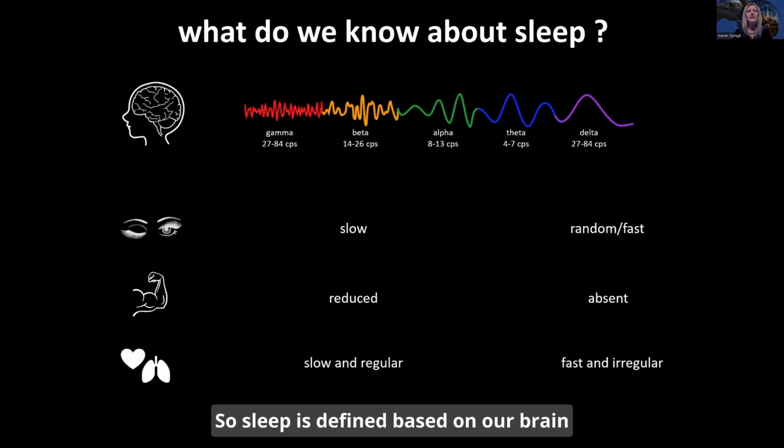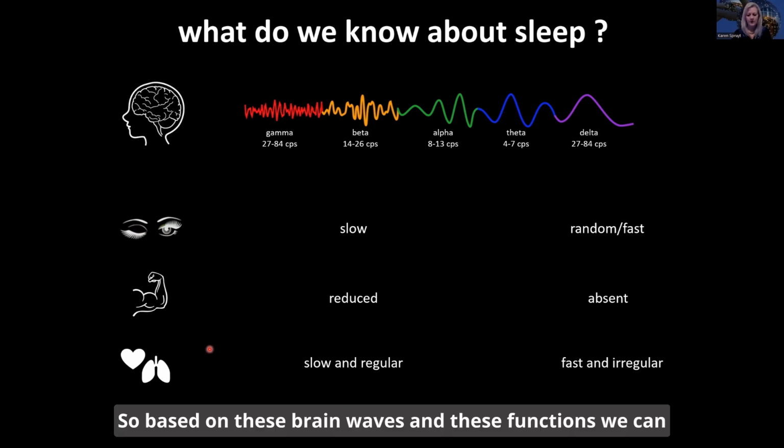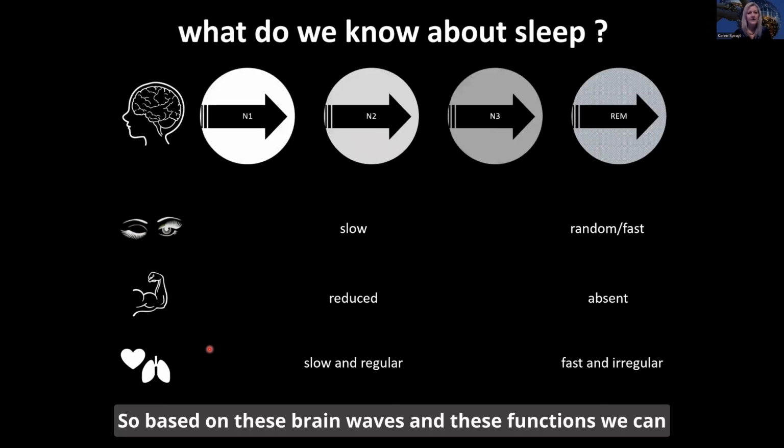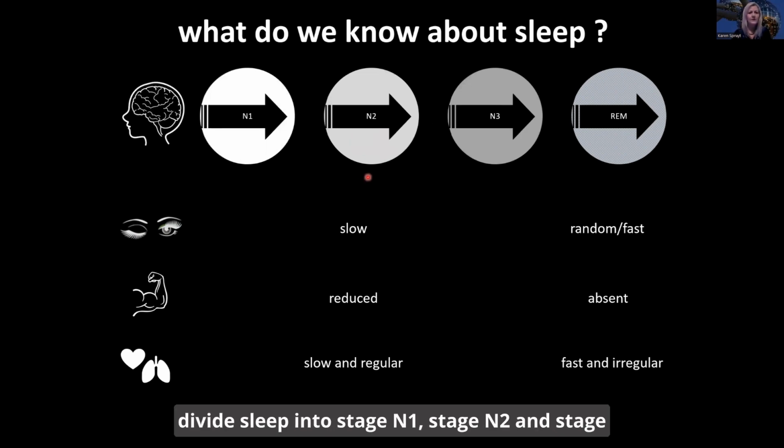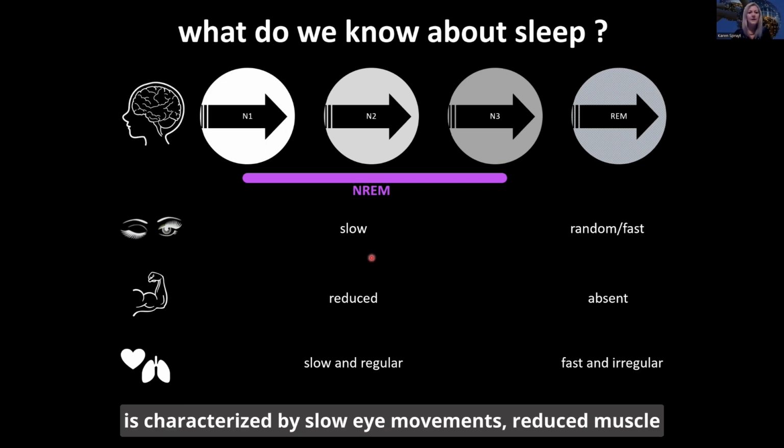Sleep is defined based on our brain waves and also on our eye movements, the muscle tone, as well as cardiorespiratory functioning. Based on these brain waves and functions, we can divide sleep into stage N1, stage N2, and stage N3, or what we call the non-REM sleep, the non-rapid eye movement sleep, which is characterized by slow eye movements, a reduced muscle tone, and slow and regular cardiorespiratory functioning.